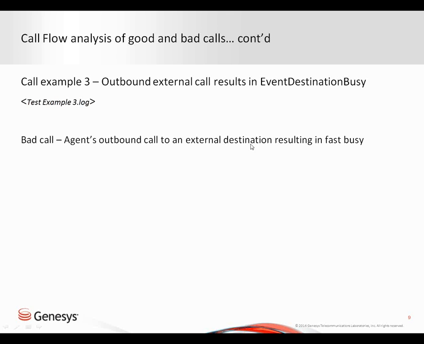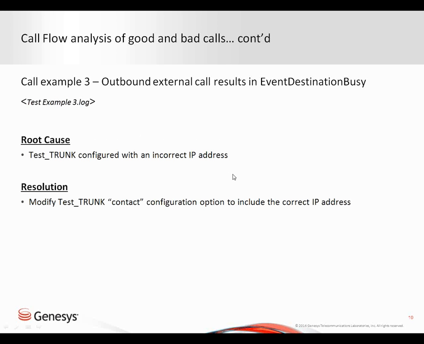Moving on from here, since this was a failure scenario, we're actually going to look at what the root cause was and what the solution was in this case. The root cause of the issue was the fact that the test trunk was configured with an incorrect IP address. So the INVITE was being sent out to the trunk, but the IP address was incorrect. Within the contact option, within the test underscore trunk configuration, the IP address was incorrect. So that was modified to include the correct IP address. So that was the resolution.